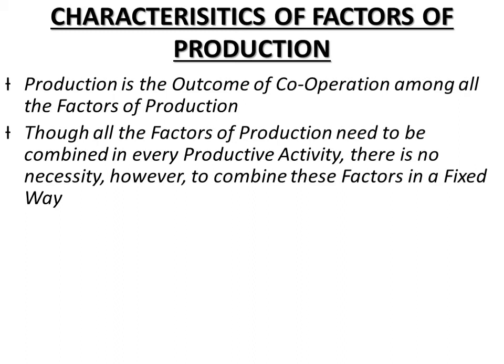For example, the production of handloom cloth requires a large quantity of labor and simple machine, while in a modern textile mill a large quantity of automatic machines but only a few workers. So what does it mean? It means that the ratio is not fixed, but all the factors must be combined in any productive activity.